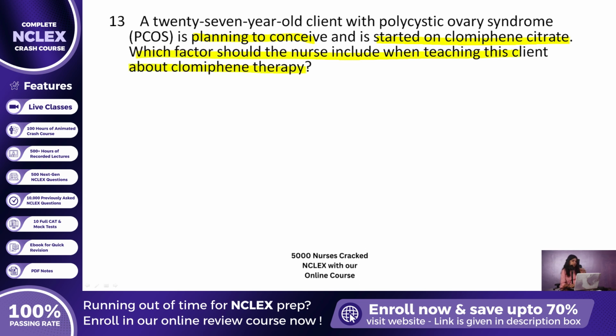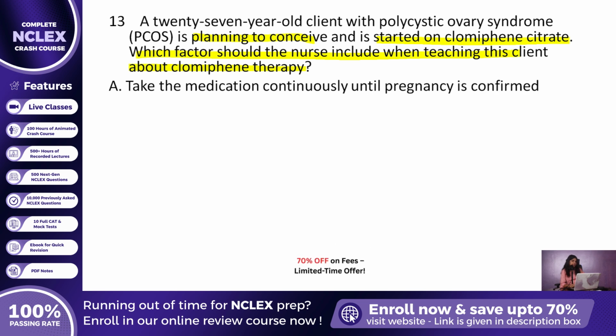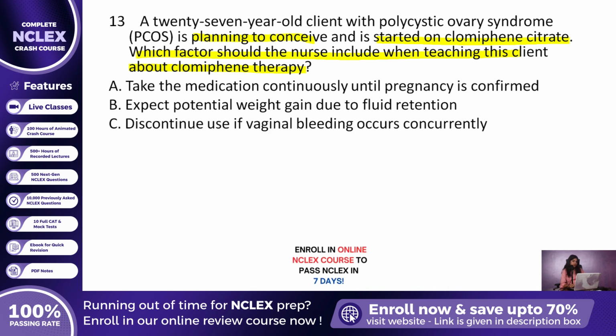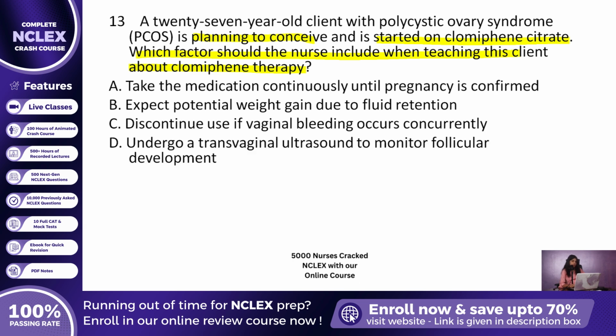Here are the options to consider. Option A. Take the medication continuously until pregnancy is confirmed. Option B. Expect potential weight gain due to fluid retention. Option C. Discontinue use if vaginal bleeding occurs concurrently. Option D. Undergo a transvaginal ultrasound to monitor follicular development. The correct option is option D, which is undergo a transvaginal ultrasound to monitor follicular development.